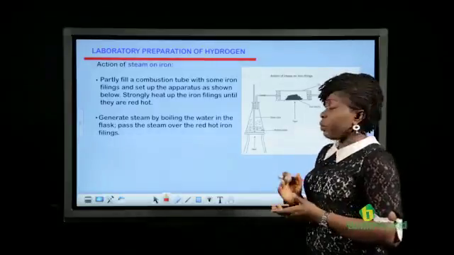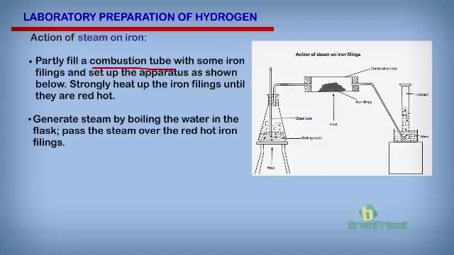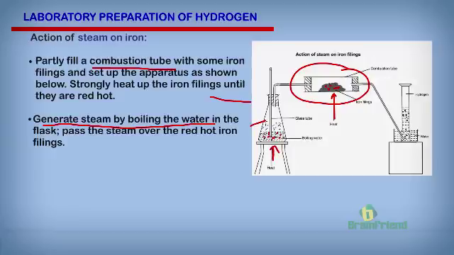Now, to carry out this preparation of hydrogen, we'll partly fill a combustion tube with some iron filings and set up the apparatus as shown here. So this is a combustion tube, and inside we have iron filings. The next thing is that we have to apply heat on this combustion tube in order to heat up the iron filings till they are red hot. The next thing we do is to generate steam by boiling the water in the flask. This is a flask filled with water. So we heat this water to generate steam or gaseous water.